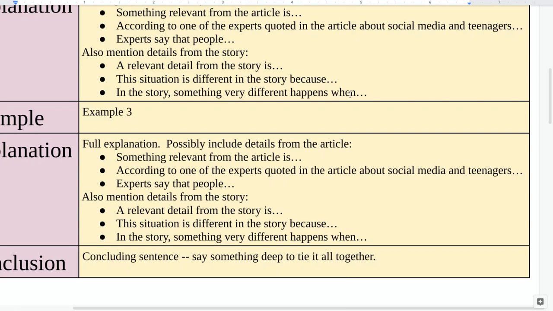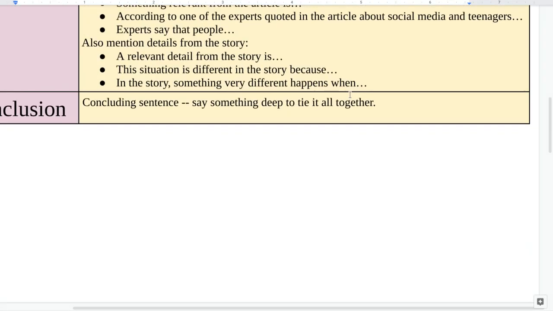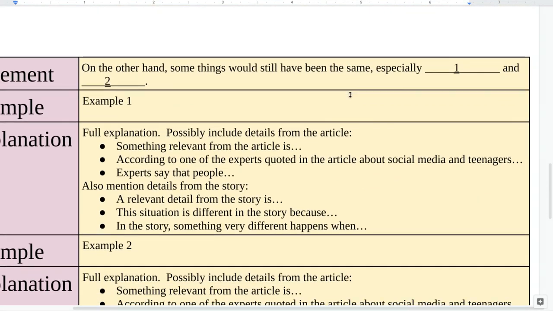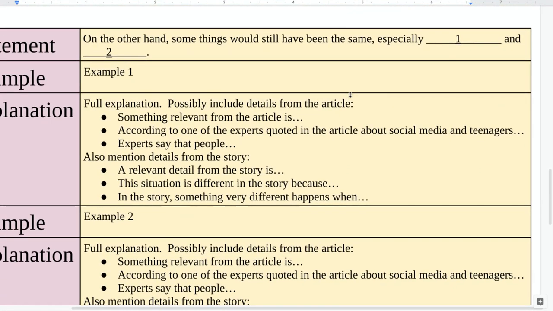I've shown you here now how to do one of these 2 paragraphs. I want to show you an easy way to do the second one, because I've asked you to do 2 paragraphs here. And the second one, I think, can probably be a little shorter, probably just 2 examples and explanations. Begin the sentence on that one with, on the other hand, some things would still have been the same, especially 1 and 2, whatever those things are. Try to think of a couple of things that even today would still have been the same, because let's face it, human nature doesn't change.